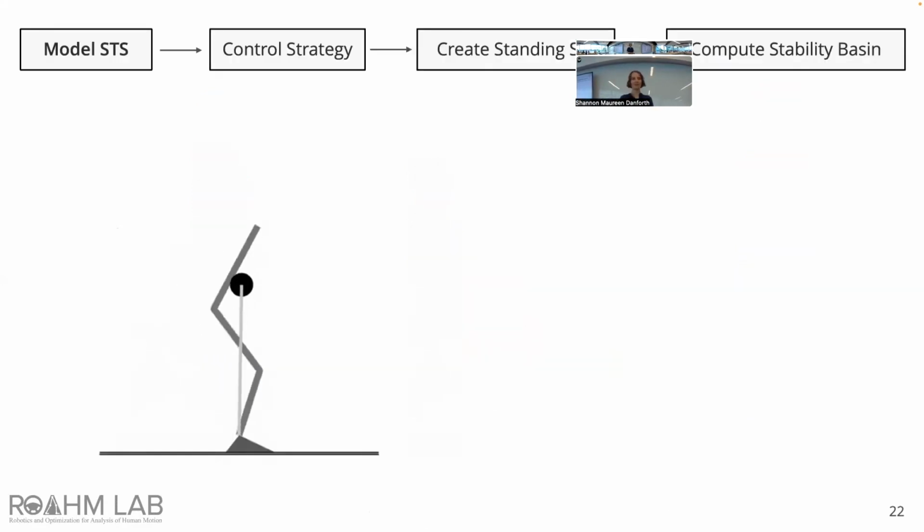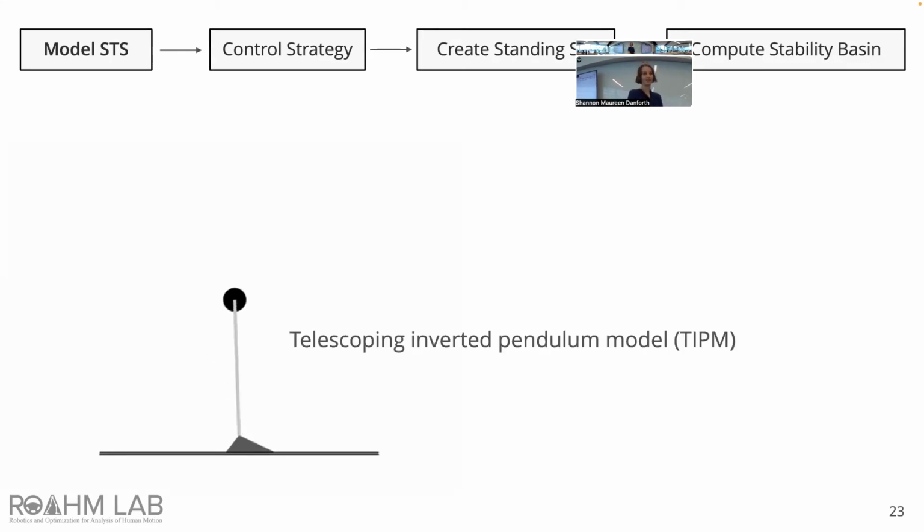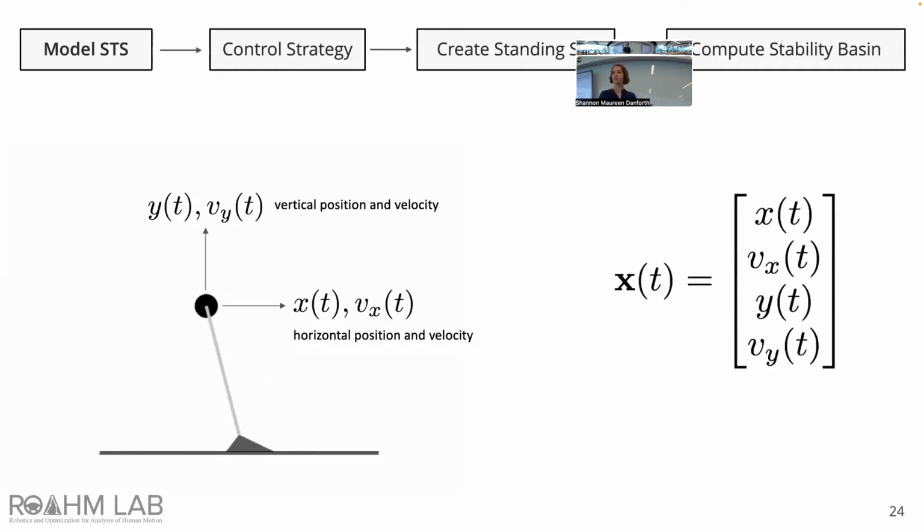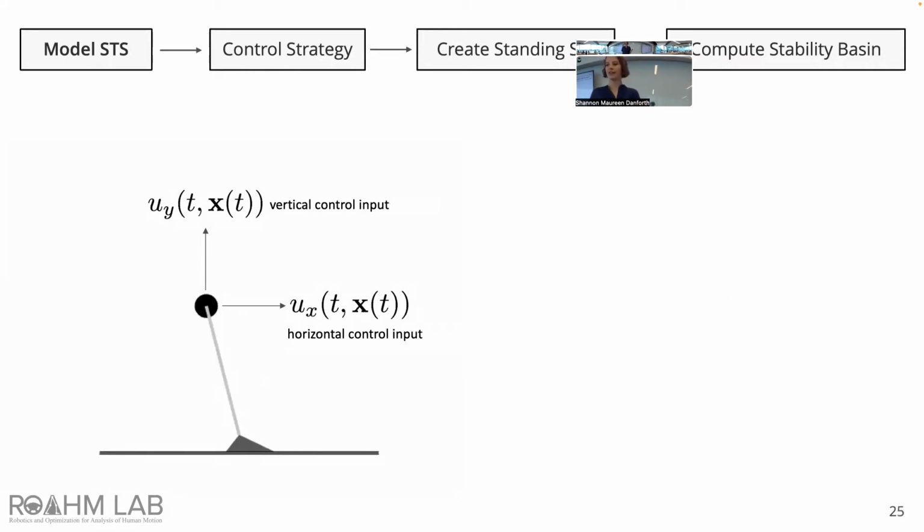So now I'll walk through our pipeline for computing the stability basin. So here we have, again, an individual's sit-to-stand motion, and that black dot represents their center of mass throughout the motion. So we can use that center of mass to build a telescoping inverted pendulum model, which has 4 states, the horizontal and vertical positions and velocities of the center of mass. The model also has 2 inputs, a horizontal and vertical force applied to the center of mass.